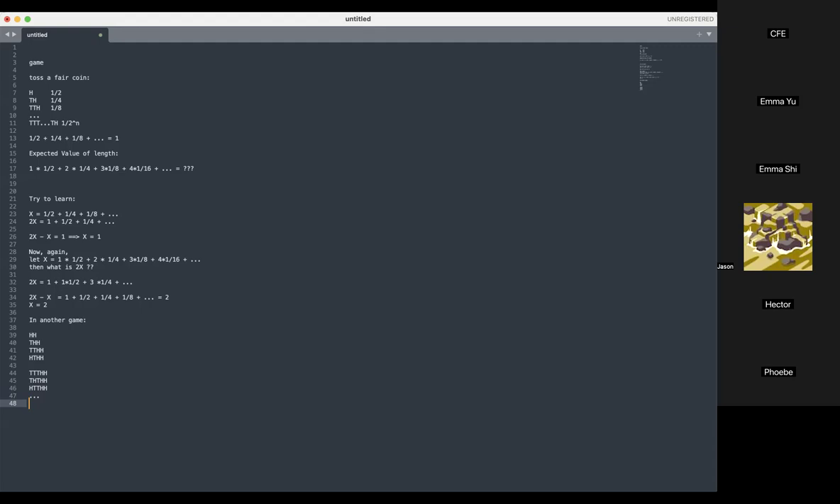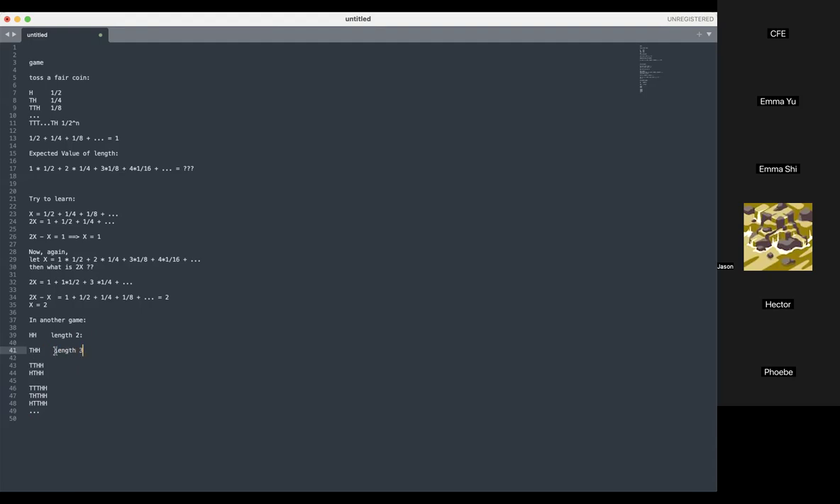Try to think about how to find an expression for this game. Basically we need to calculate several things. If we have a length 2 case, what is the total probability for length 2? And in the case where we have a length 3, what is the total probability for length 3?